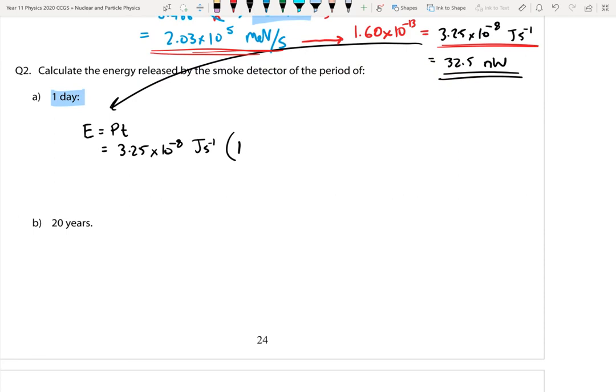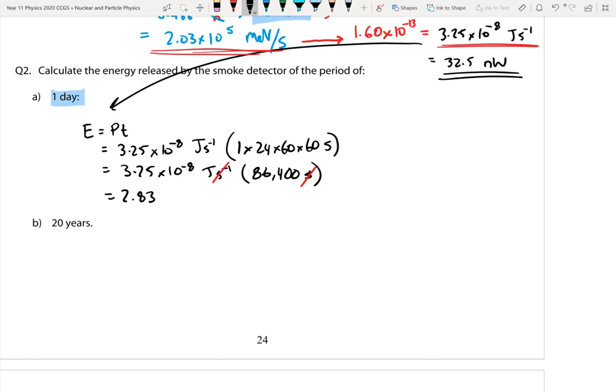So we now need to get it into seconds. So 1 times 24 times 60 times 60, and that will give us seconds. You don't need to do this step, but I'd like to inform you that there are 86,400 seconds in every day. Again, dimensional analysis shows that the seconds cancels with the per second, and we get 2.83 times 10 to the negative 3 joules.